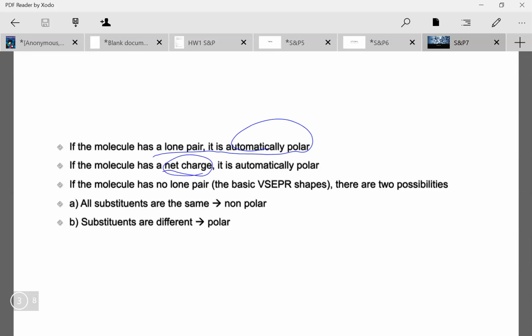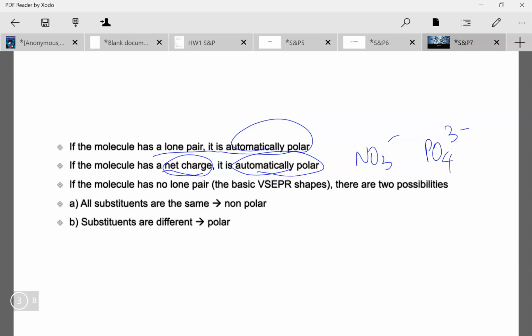If the molecule has a net charge, it is automatically polar to the extent of being ionic. For example, if we take NO3 minus or PO4 3 minus, even if the dipoles cancel out, they are automatically polar because they have a net ionic charge. The molecule as a whole has a charge of 3 minus, which makes it incredibly polar, so much so that it forms ionic bonds, not only dipole-dipole bonds. So that's pretty polar right there.